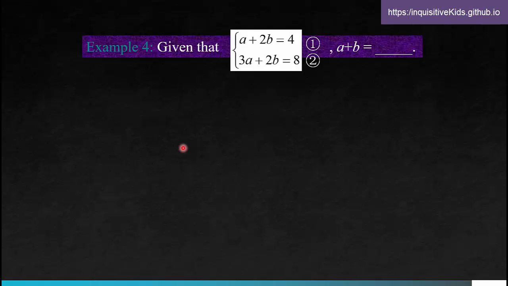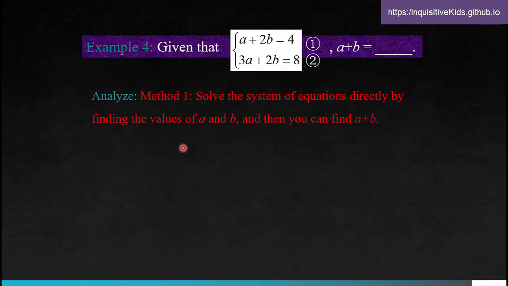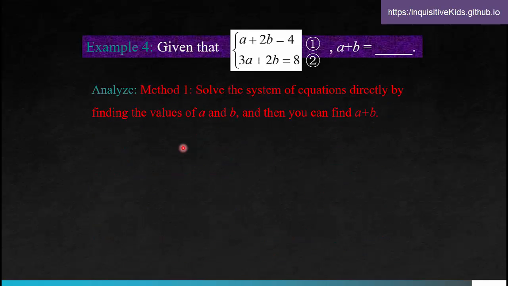Example 4. Given a system of equations, what is the sum of A and B? Well, here's our analysis. If we're going to try to find the sum of A and B, we first have to find the values of A and B, right? So there are two different ways to do this. This is method 1. Directly solve.